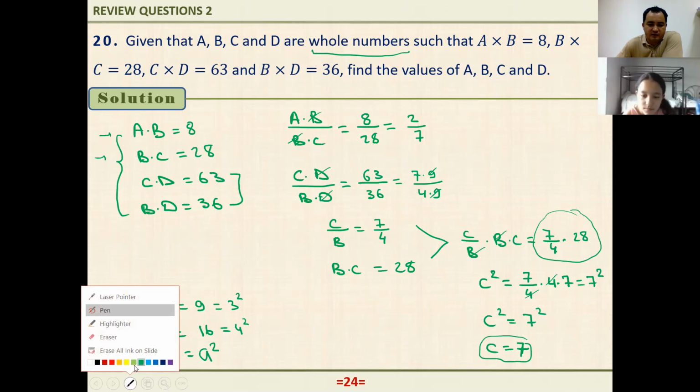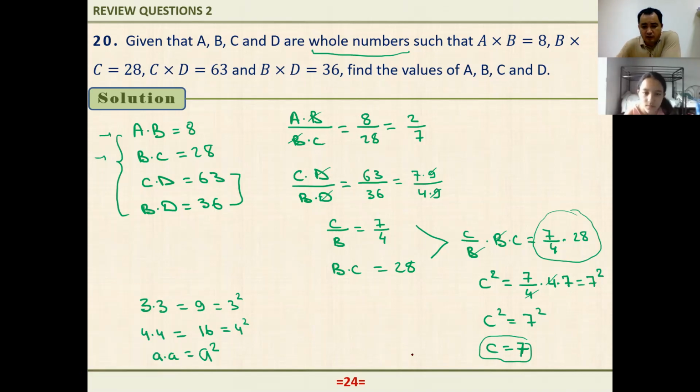All right, now we can answer, working backward. So C is 7. Shahina, tell me now, if C equals 7, what is B here? What number times 7 equals 28? B equals 28 over 7, which is equal to 4. So now we got the value of B. I know the value of C.